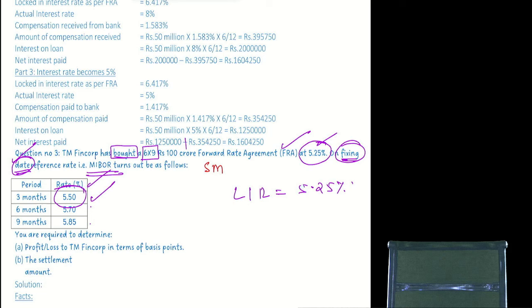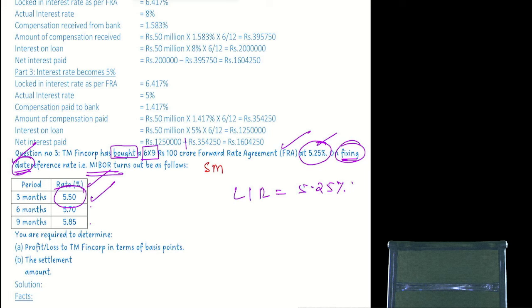Listen carefully. $1 equals 80 rupees. I want to buy; I am buying what? The commodity is the dollar, at the rate of 80 rupees. Likewise, FRA is a contract, FRA is a commodity. You can understand that. I have to buy it, and for buying, the commodity should have a name. I will buy MIBOR. MIBOR equals 5.25.